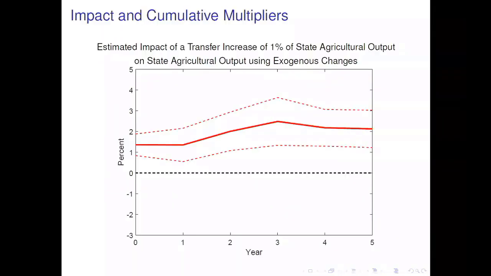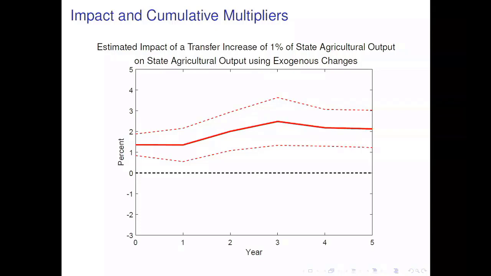What are the results? Well, the result is as follows. This is showing you the estimated impact of a transfer increase of 1% of state agricultural output on state agricultural output using exogenous changes. Okay? And on impact, we see the effect is close to 1.4. The multiplier is 1.4, which is to say that if you spend $1, you get a $1.4 increase in agricultural output at local level, which is quite substantial, to be honest. And this grows to close to 2 by the end of 5 years.